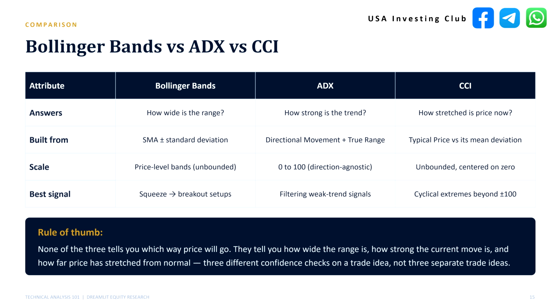On scale, Bollinger Bands produce price level bands that are unbounded. ADX runs 0 to 100 and is direction agnostic. CCI is unbounded and centered on 0. On best signal, Bollinger Bands shine at squeeze to breakout setups. ADX shines at filtering out weak trend signals. CCI shines at cyclical extremes beyond plus or minus 100.